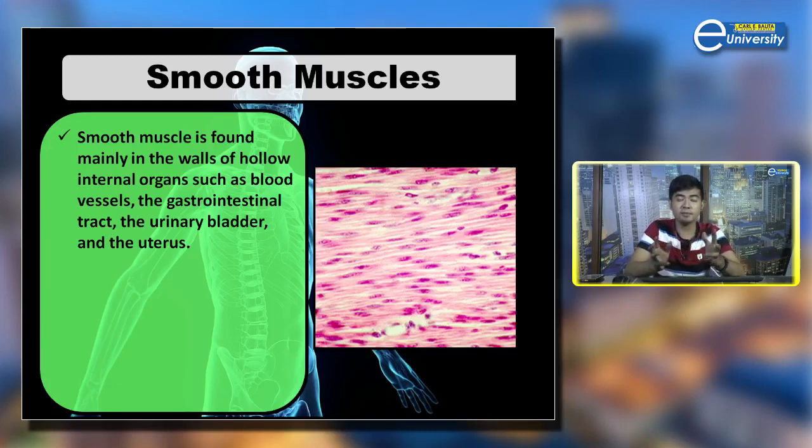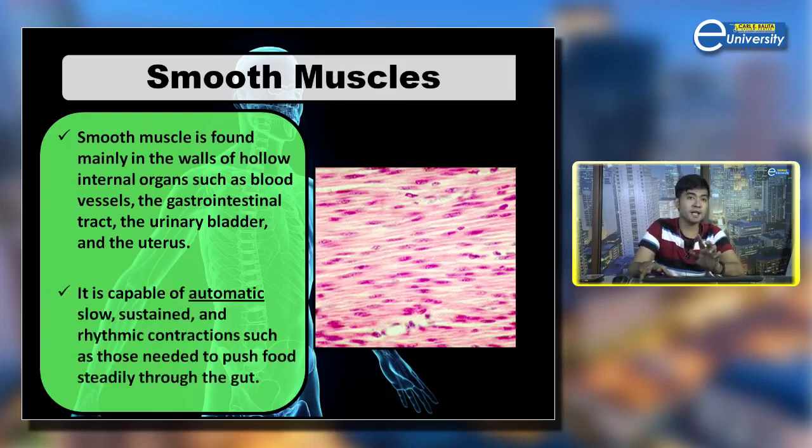It is because the smooth muscle, which covers the inner wall of the stomach, secretes what we call cuticle enzymes or cuticle waxes that cover the surface against the acid, or the hydrochloric acid, secreted by the stomach. Next, it is capable of automatic, slow, sustained, and rhythmic contraction, such as those needed to push food readily through the gut. So again, a wave-like movement of the muscle is what we call peristalsis.